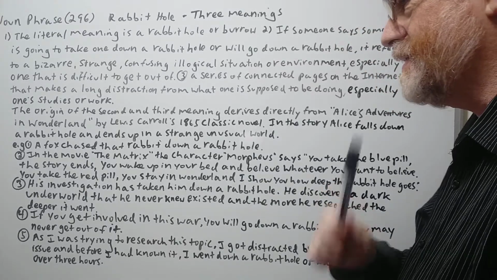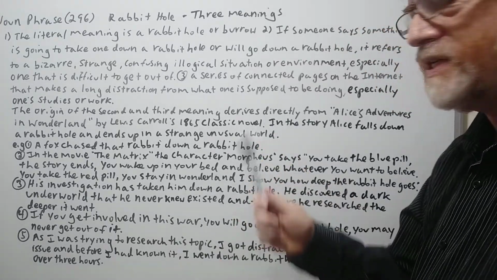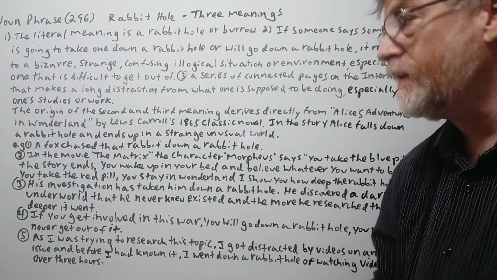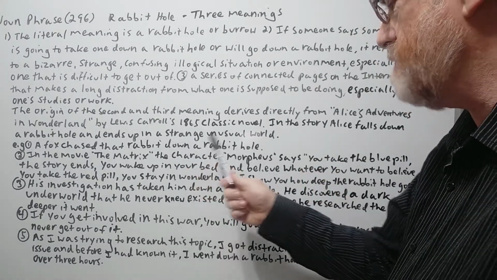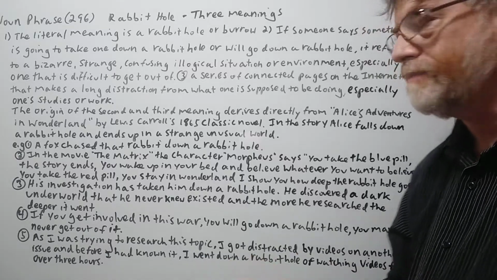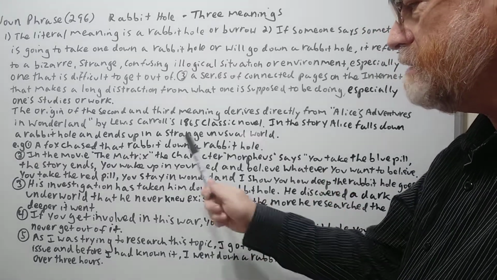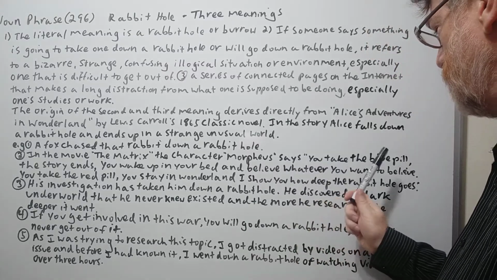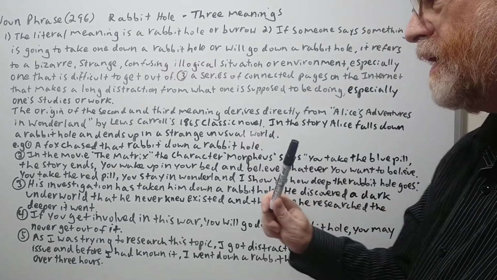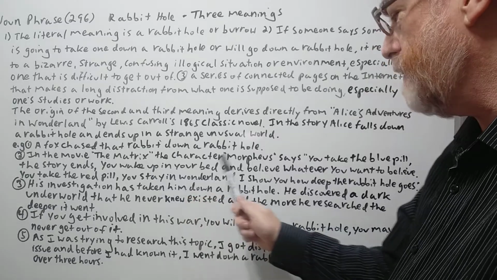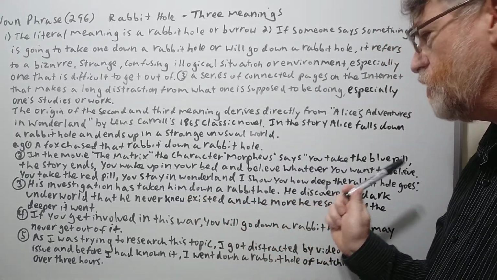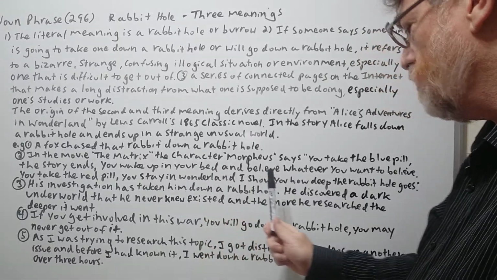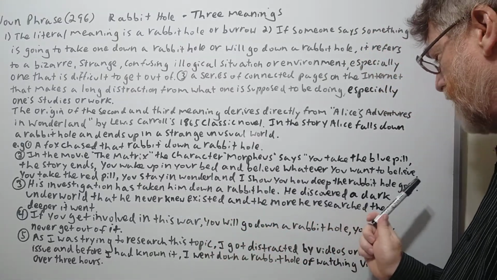All right, let's continue. All right, and now we got 5 examples to kind of show you how we use it. Again, the first one is the literal one. A fox chased that rabbit down a rabbit hole. Okay. All right, here's the second one. In the movie The Matrix, the character Morpheus says, you take the blue pill, the story ends. You wake up in your bed and you believe whatever you want to believe. You take the red pill, you stay in Wonderland, and I show you how deep the rabbit hole goes.